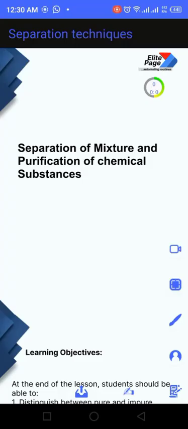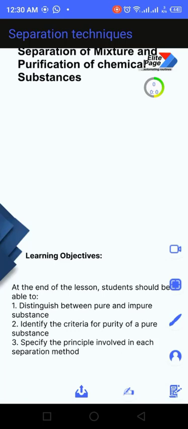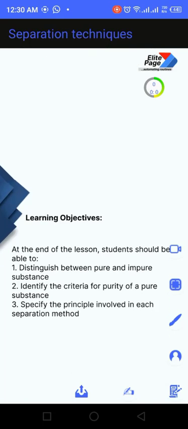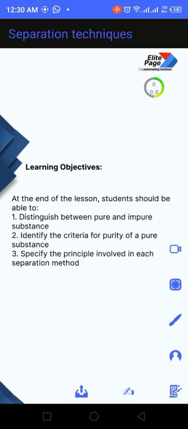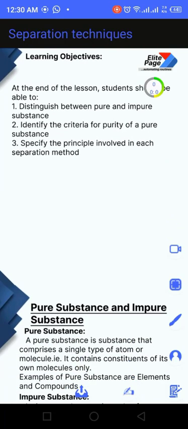Good day. Today we'll be looking at separation of mixture and purification of chemical substances. The learning objective of this topic: at the end of the lesson, students should be able to, number one, distinguish between pure and impure substance. Number two, identify the criteria for the purity of pure substance. And number three, to specify the principle involved in each separation method.